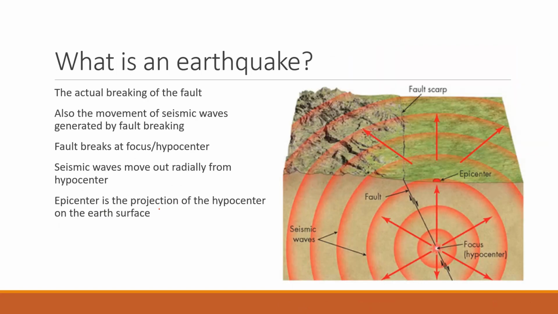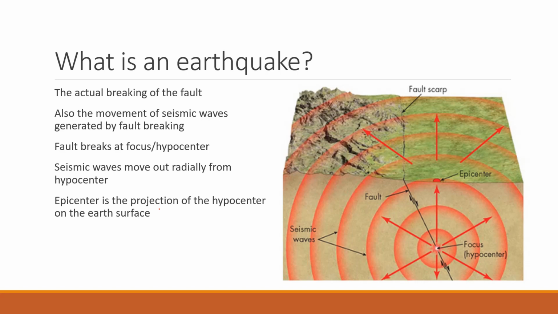So what is the actual earthquake? The earthquake is the actual breaking of the fault, movement of our two blocks past each other. The movement will then create seismic waves, which are the energy waves that will propagate out radially, meaning in all directions, from where the earthquake occurred. So we refer to the seismic waves themselves as the earthquake as well. So we'll talk about the earthquake as being the seismic recordings.